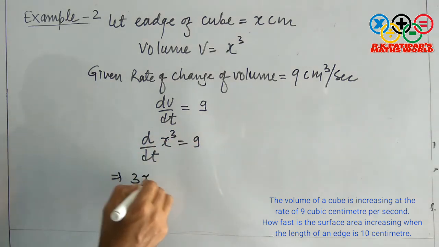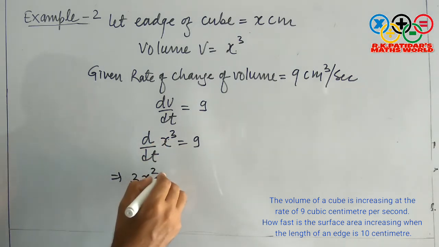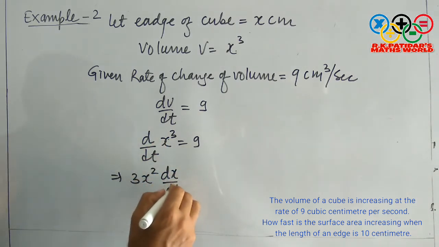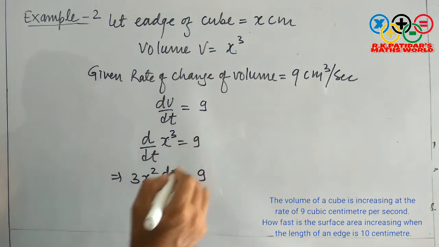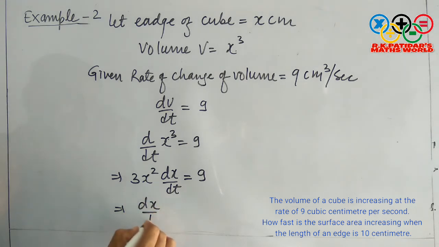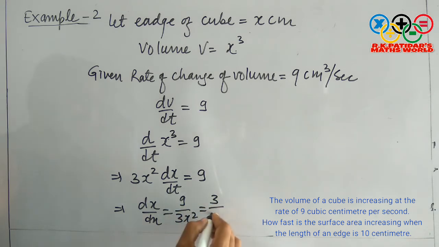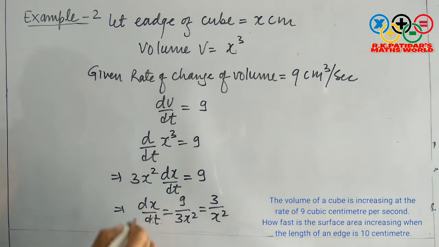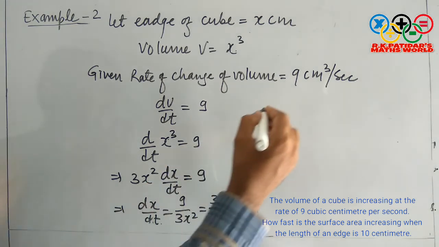If we differentiate this, we get 3x square, but this is x and we are differentiating with respect to t, so it becomes dx upon dt is equal to 9. So dx upon dt is equal to 9 upon 3x square. 3 threes are 9 and 3 ones are 3x square. So dx upon dt is equal to 3 upon x square.